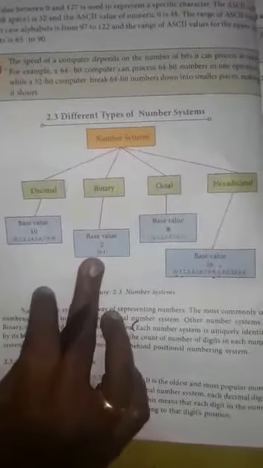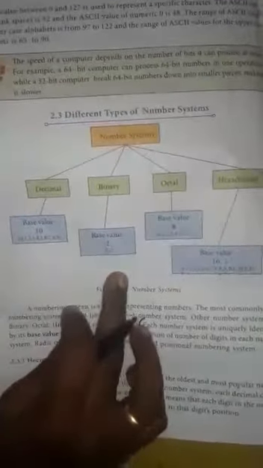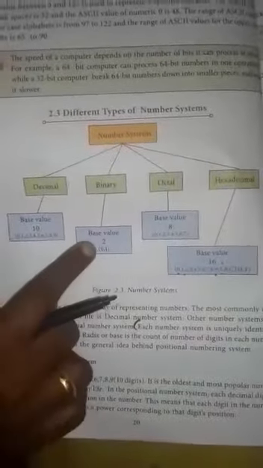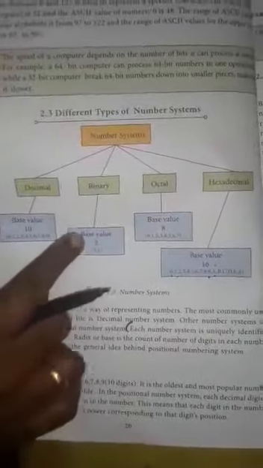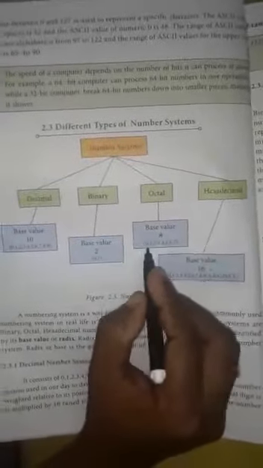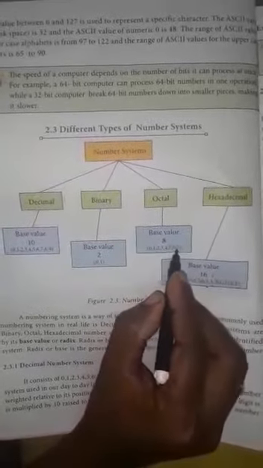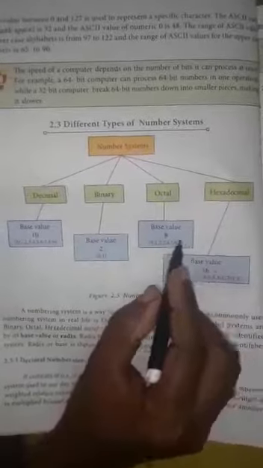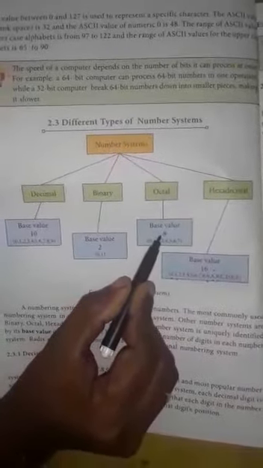Next, the binary number system: how many values? 0 and 1, there are 2 numbers. So the radix or base value is 2. Another name for base value is radix. Next, the octal number system has 0, 1, 2, 3, 4, 5, 6, 7. The total values are 8, so the base value or radix is 8.